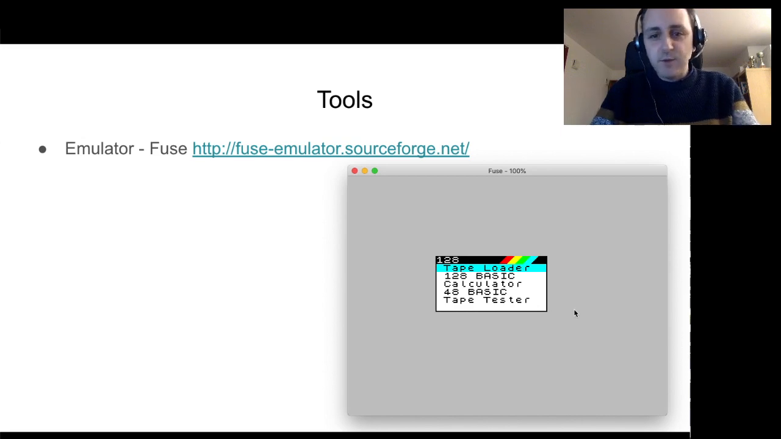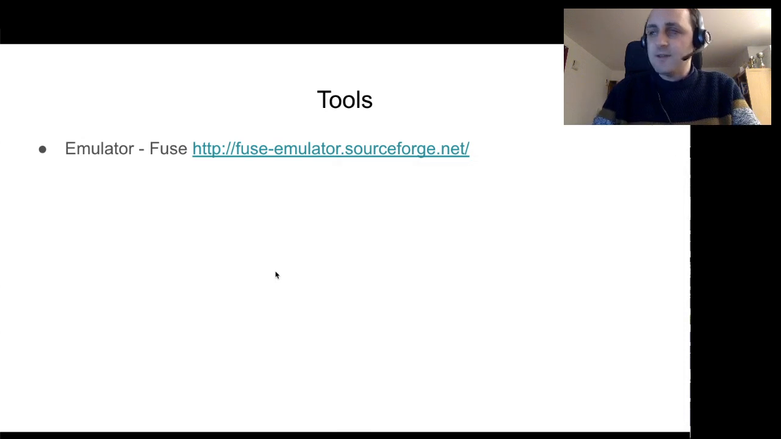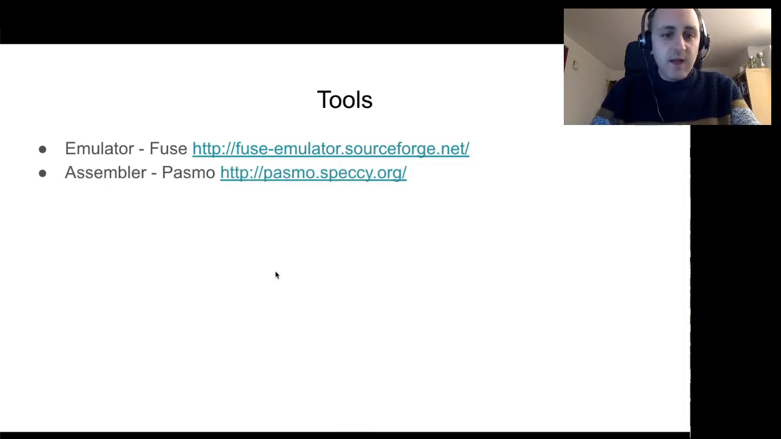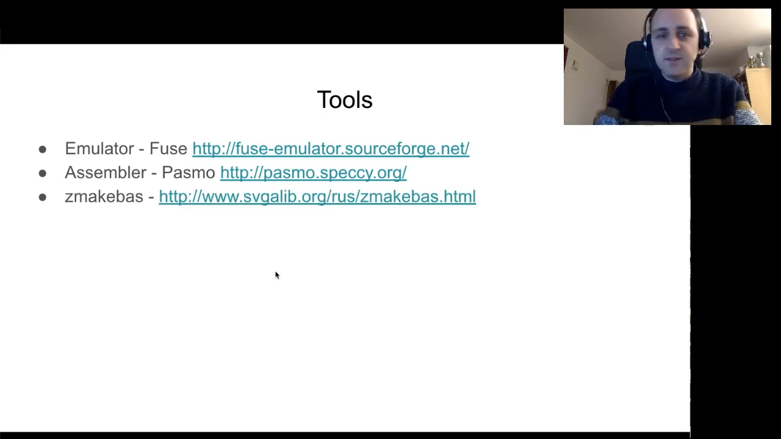Now, unless you're Russian, cassette tape is the standard storage medium on the Spectrum, and on an emulator that means a tape image file, a .tap file. So next we need an assembler. I use Pasmo. I like it because it outputs tap files directly. Another essential tool for me is ZMakeBas. This takes a Spectrum BASIC program written as a text file and translates it to a Spectrum binary.